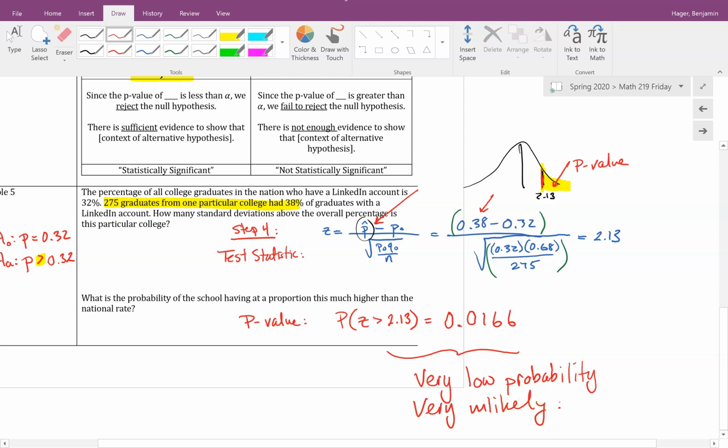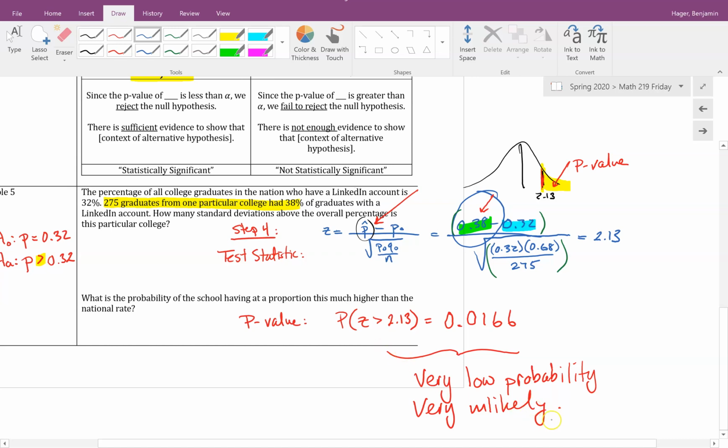So again, the thought of being able to get a school that has 38% of its graduates on LinkedIn, based on the claim that only 32% should be, it's very unlikely. That makes us want to believe that original claim is probably wrong, because we know that this school has 38% of their students on LinkedIn, at least from our sample. Either that happened just by dumb luck, just randomness, or the original claim was wrong. Well, since it's so unlikely to happen, we could say dumb luck is ruled out.